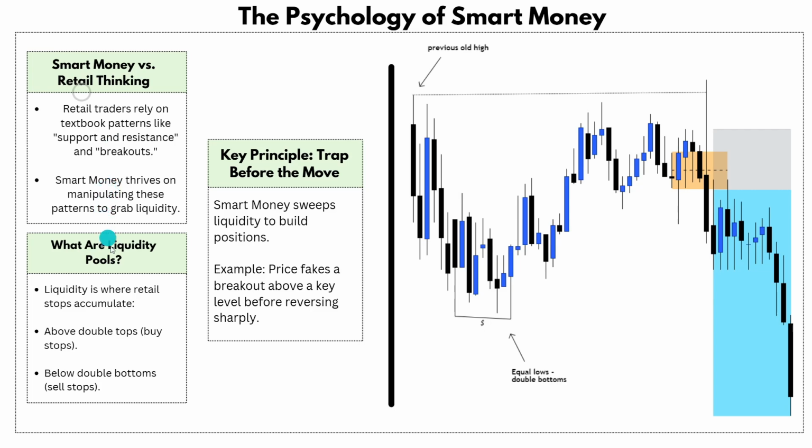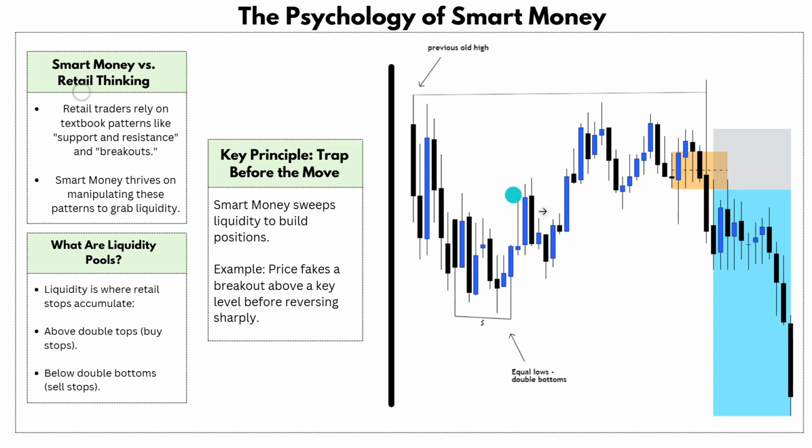So what exactly are liquidity pools? Liquidity is where retail stops accumulate. They are either above double tops, which is also our buy stops, or below double bottoms, which is our sell stops. The key principle is that the trap happens before the move. Smart money sweeps liquidity to build positions. Example, price fakes a breakout above a key level before reversing sharply.